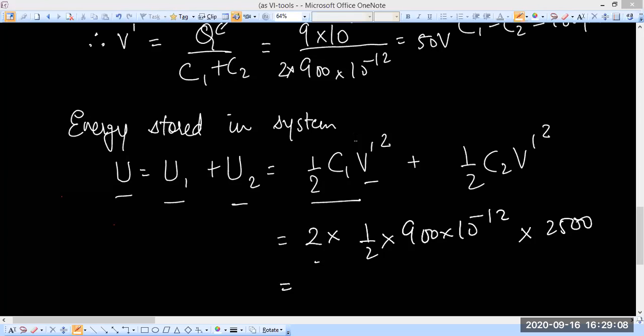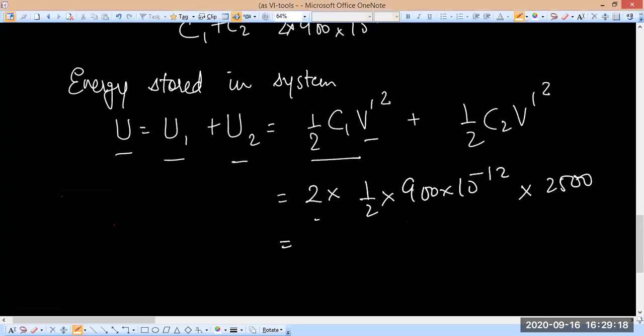Okay. Right? I believe you have understood this. Okay, so that's all you have to do really. 9 into, sorry, this 225, and then the rest are all zeros, correct? So that's going to be 10 raised to minus 4, so it becomes 8, right? 2.25 microjoule it is, right?